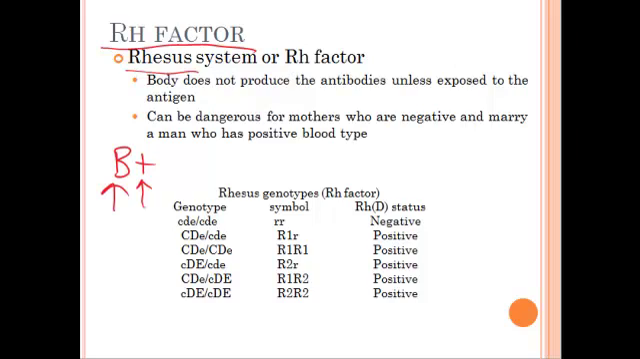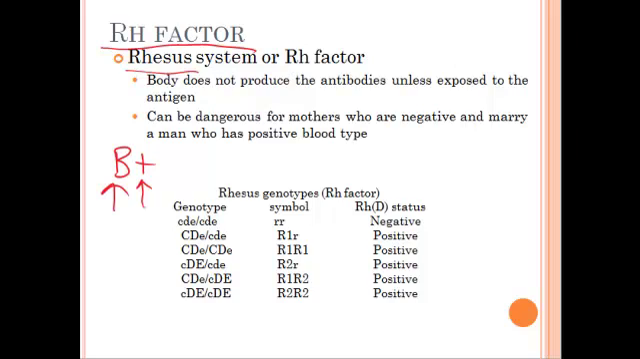Second transfusion, if they give you positive blood and you have negative blood, your body's going to have those antibodies produced and it's going to reject that blood type. Usually this isn't much of a problem. The main place it becomes an issue is with pregnancies, with mothers who have a negative blood type and fathers who have the positive blood type.